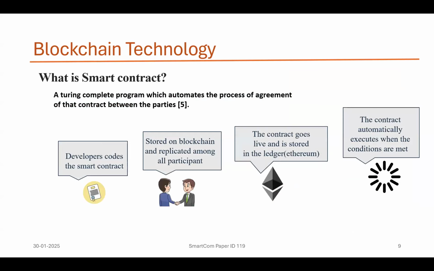Another important part of blockchain technology is the smart contract. The smart contract was introduced after the inception of Bitcoin, and Ethereum is the first to have introduced it. It is a Turing-complete computer program, which basically automates the process of agreement of the contract between the parties. There are many domain-specific or general-purpose languages available to write smart contracts. The steps here are: the developer writes the smart contract, and then stores it to the blockchain, and then that smart contract is copied or replicated to all the nodes or participants of the blockchain. Then whenever a participant initiates a transaction, if certain conditions are met, that smart contract gets executed, and the actions are performed accordingly.